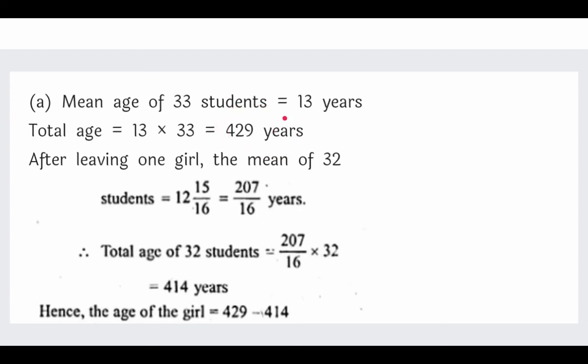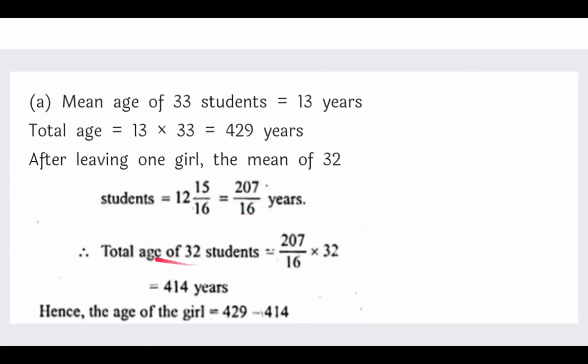The question says, the mean age of 33 students of a class is 13 years. If one of the girls leaves the class, how many were there? 33 students. How many left? One girl left. How many are left now? Now, it will be 32 students. Okay, now we are going to talk about 32 students. If one girl leaves the class, the mean becomes this. So, the new mean is 207 upon 16. What is the age of that girl who left? So, the new number of students is 32. What is this given as? This is the mean of those 32 students. Mean is given, number of observations is given.